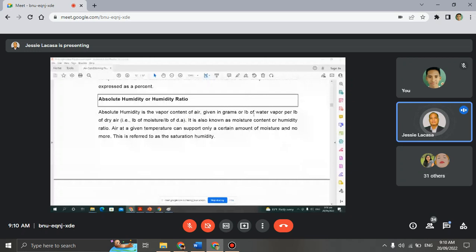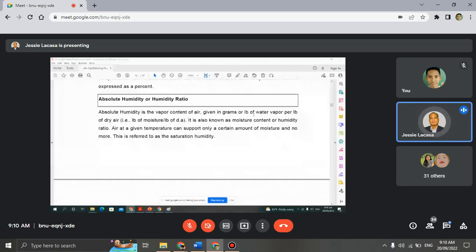Absolute humidity is the vapor content of air given in grams or pound of water vapor per pound of dry air. So the unit is pound of water vapor, or pound of moisture, per pound of dry air. It is also known as the moisture content or humidity ratio. Air at a given temperature can support only a certain amount of moisture and no more. This is referred to as the saturation humidity.